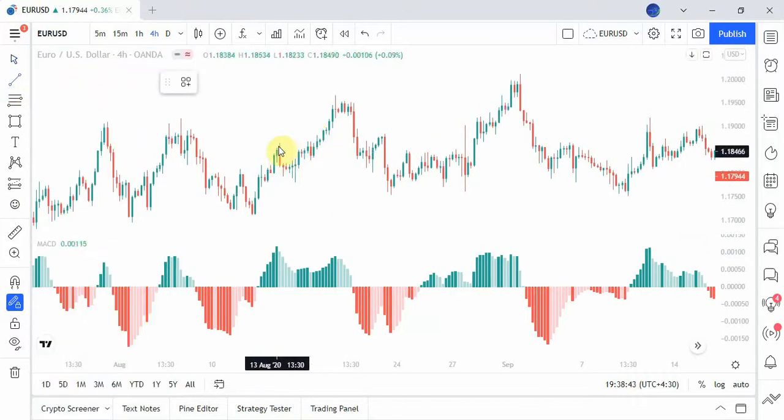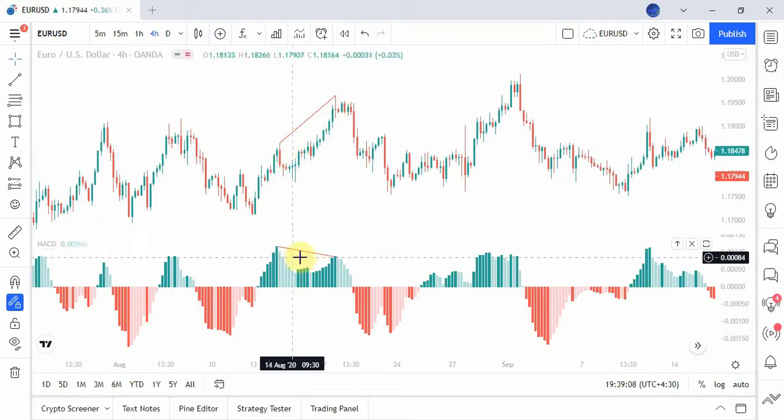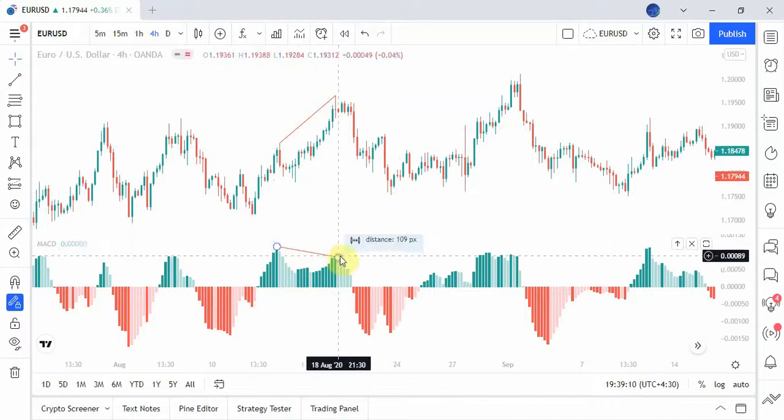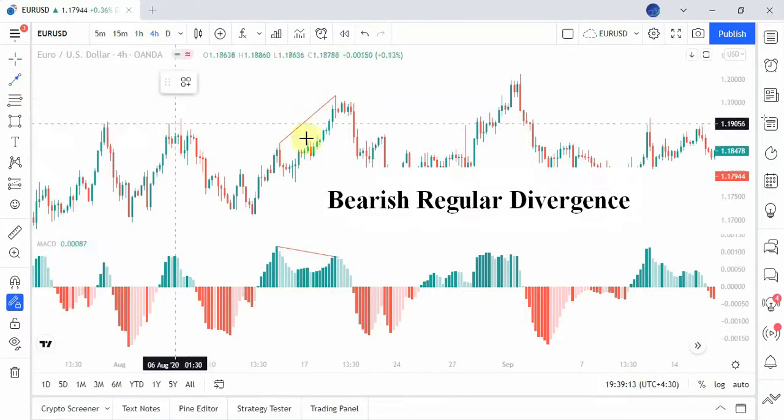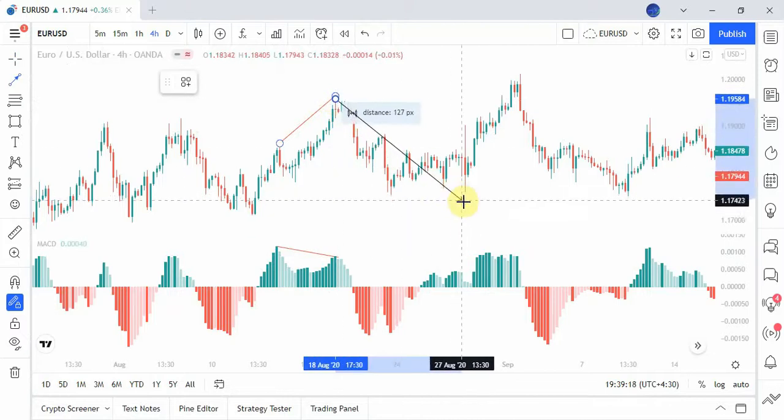Here guys, as you can see, we have a high and after that we have another higher high. But contrary to the price chart, here on the MACD indicator, we have a high, but after that we have a lower high. Here as you can see on the chart, this is our high and higher high, but on the MACD indicator we have high and lower high. This is bearish regular divergence, and after that, as you can see here, we have the price pulling down right here.